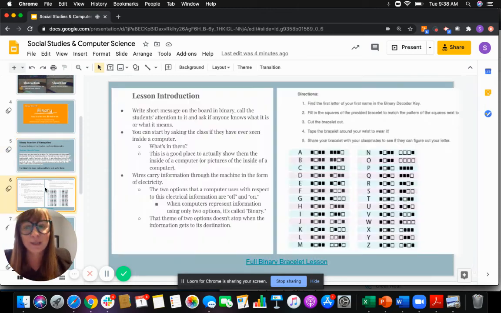So let's take a look at the binary bracelet lesson. What I would suggest is to write a short message on the board, see if the students can figure it out. And here are the encrypted pieces that you can use for binary language on the computer. An A is black, white, black, black, black, black, black, white. And that is using binary. Zeros could be white, ones could be black. You can make that decision based on how you want it to be. You can then have the kids figure out how to write their own message using this key.